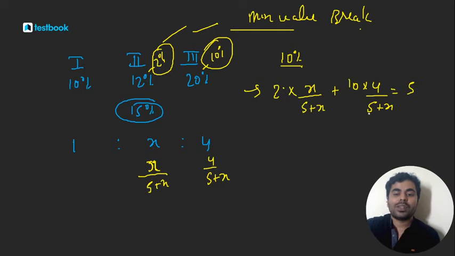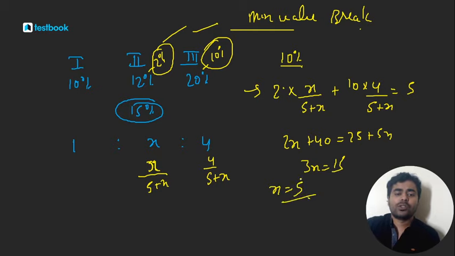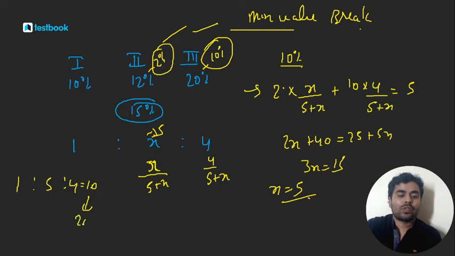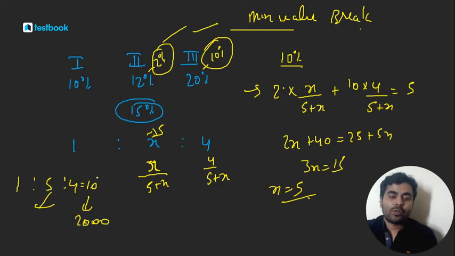Now 5 plus x is common in both. 2x plus 40 equals 25 plus 5x, and 3x equals 15. So x is going to be 5. So we have got the ratio of the second chair. Now we have the complete ratio 1:5:4, which is equal to 10, and the total cost price was 2000. Now we will distribute 2000 in this ratio and we will get the price of the second chair. So that was all about today's session.